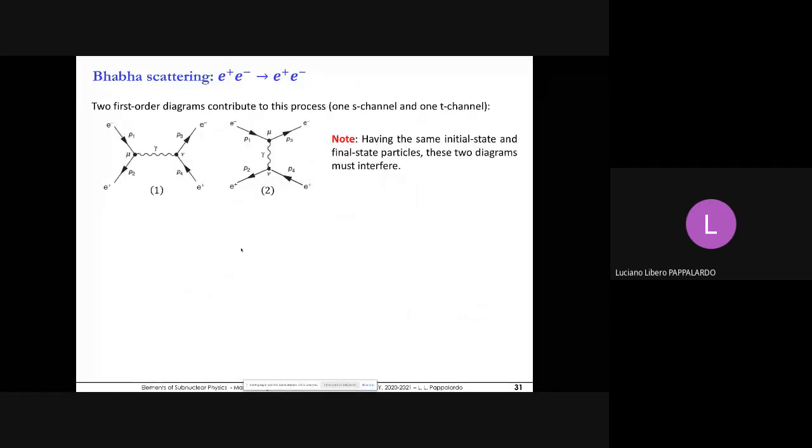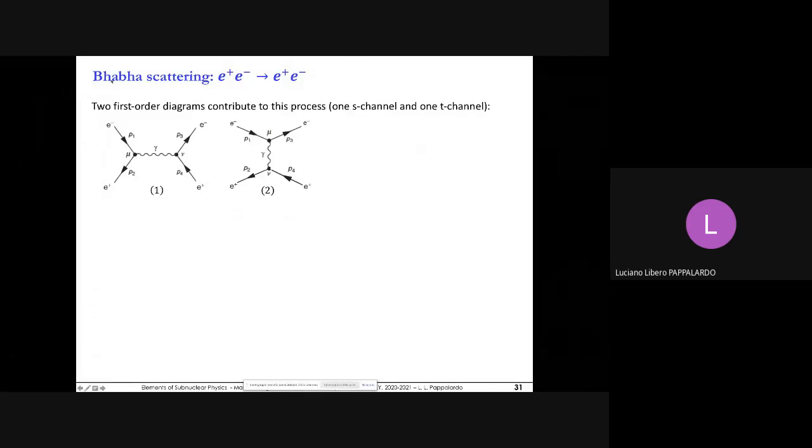First of all, let's start with the Bhabha scattering. The Bhabha scattering is now e plus e minus into e plus e minus. In this case, there are two processes which contribute to our result. One is an s channel and the other is a t channel. And having the same initial state and final state particles, these two diagrams must indeed interfere.